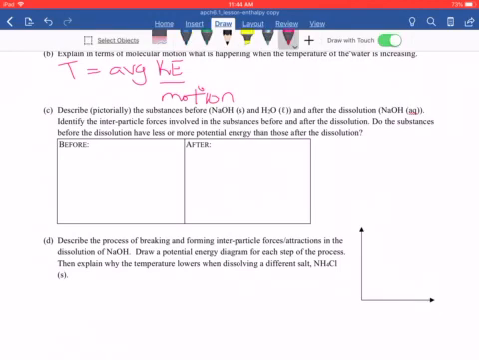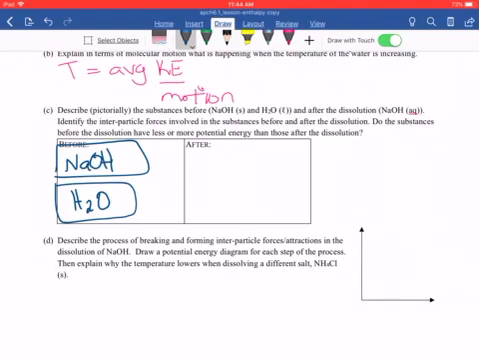Do the substances before the dissolution have less or more potential energy than those after the dissolution? Before, we had our sodium hydroxide, and let me go ahead and draw it. Sodium hydroxide is together, and we had H2O together. They weren't mixed, they were separate. We could draw out the Lewis structures of those if we needed to.